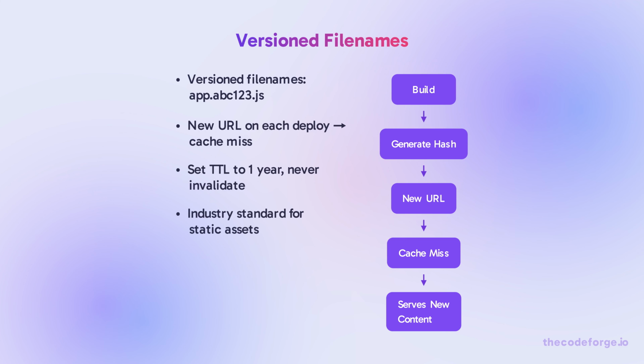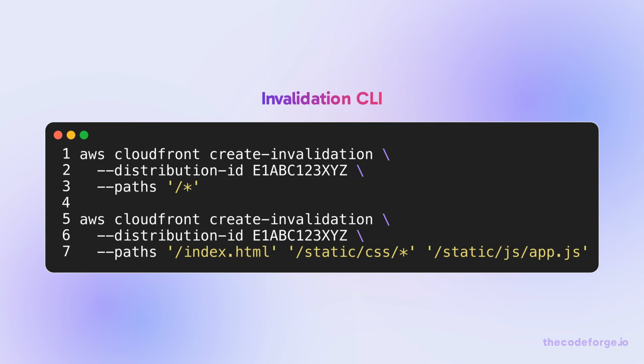Instead of overwriting the same file, use versioned file names like app.abc123.js. Each deploy creates a new URL, so CloudFront sees a cache miss and fetches the new file. Set TTL to 1 year and never invalidate. If you must invalidate, use the Amazon Web Services CLI. You can invalidate the entire distribution or specific paths. But remember, invalidation costs money and takes minutes.